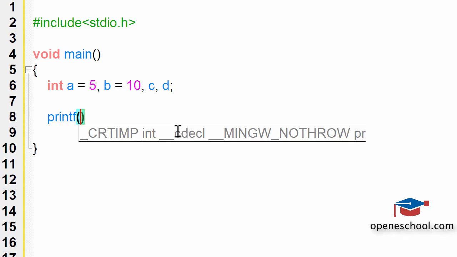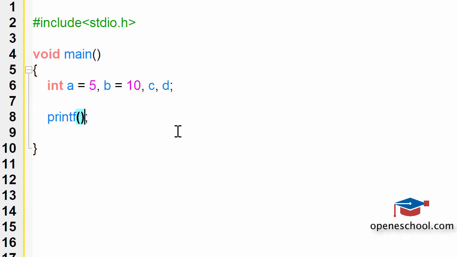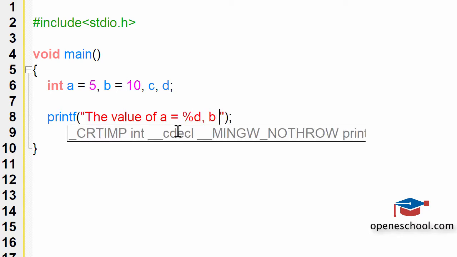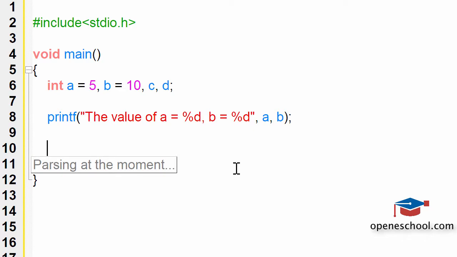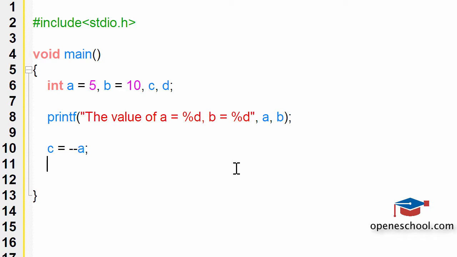Before we can see how the pre and post decrement operations work, let us first print the value of a and b. printf("the value of a is equal to %d, b equal to %d", a, b). This line will print the value of a and b, which is 5 and 10. Now after this line, we are writing 2 lines. The first one is the pre-decrement operation, and the second one is the post-decrement operation.